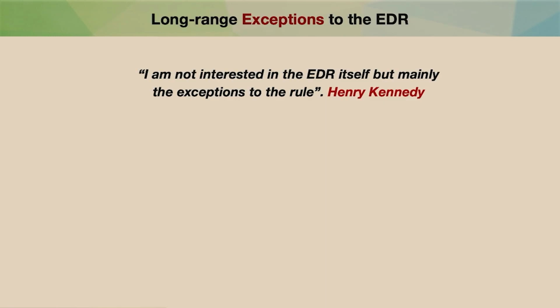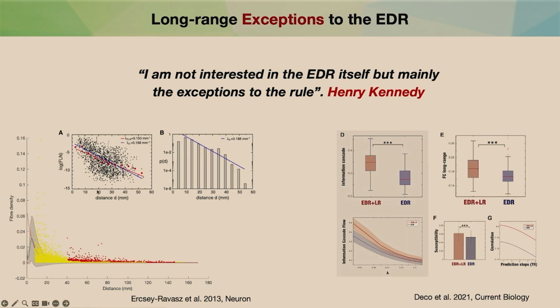The second point of the argument is that perhaps this is not enough. So yes, white matter connectivity is related to geometry, and geometry is related to this short-range connectivity. But really what matters is these long-range exceptions. Perhaps anecdotally, Henry Kennedy has said that he's not interested in the EDR itself, but mainly in these exceptions to the rule. And what are these? Well, in their work in the macaque monkey with a painstaking tract-tracing study, they've shown that the macaque brain contains a subset of small long-range exceptions to this exponential distance rule.